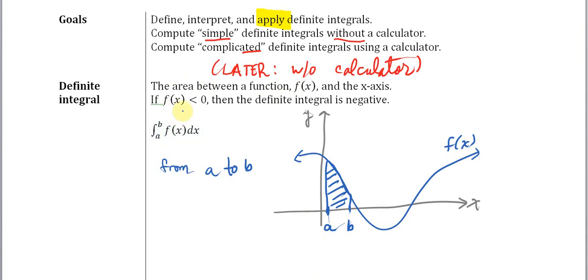All right, and then one more thing: if f of x is less than 0, then the definite integral is negative. So if we have this area up here, and let's say this area is equal to 5, then this definite integral is equal to 5. However, if we were to integrate between these two x-intercepts, then the definite integral here would be a negative number. So this is the negative of an area. It's not a negative area. Area is always positive. This is the negative of the area.